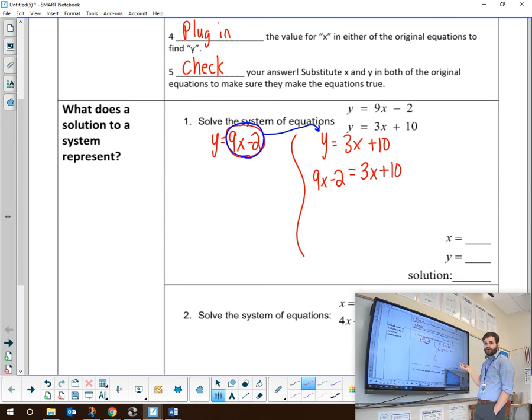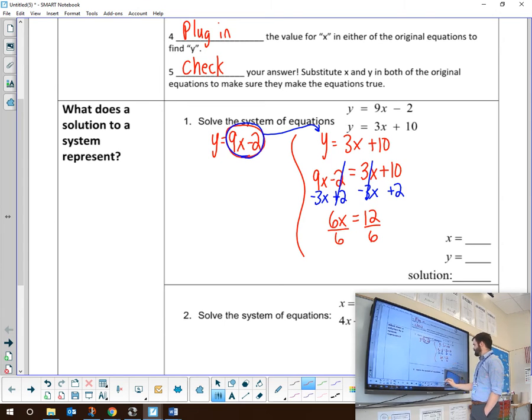Now I can solve this equation. I can minus 3x to both sides. I can add 2 to both sides. It'll cancel these down, and I'll be left with just 9x minus 3x is 6x. 10 plus 2 is 12. I will then divide both sides by 6, so x equals 2. So there is the first part to my answer. X equals 2. Now, once I know what one of my variables is, the rest is really easy.